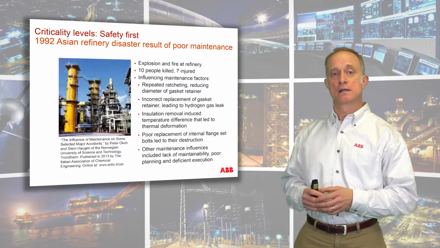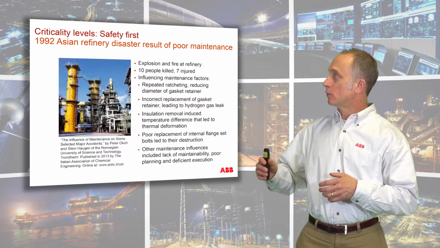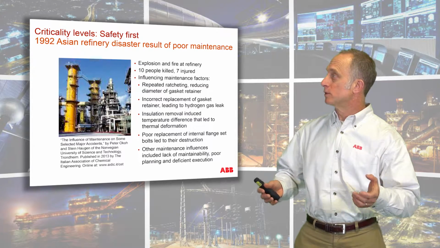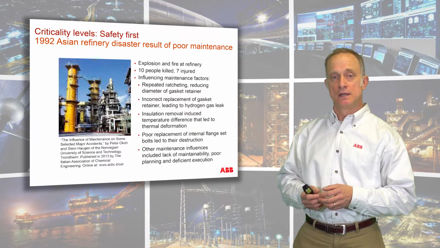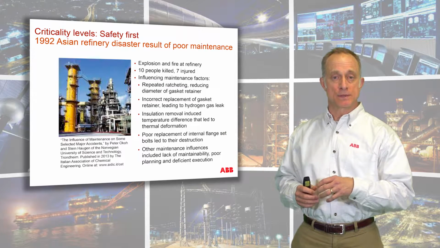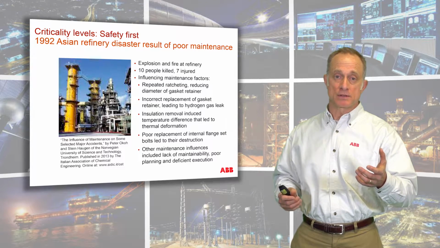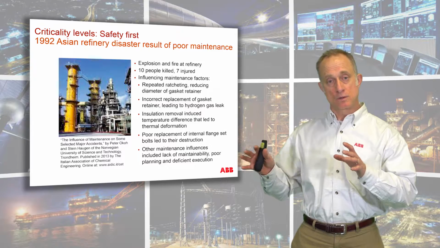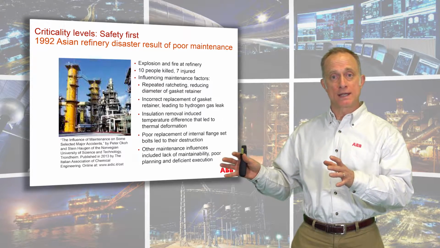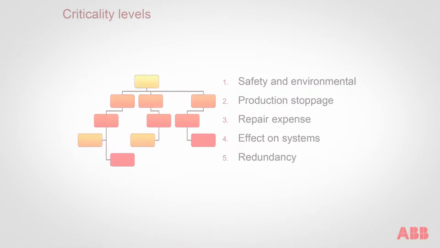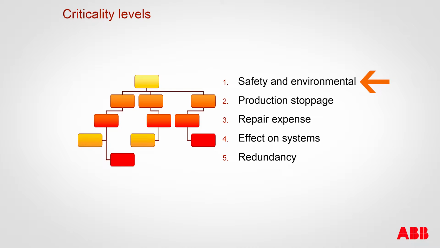You see there some of the reasons for why. Repeated ratcheting, reducing diameter of a gasket retainer. Well, I'm not that familiar with this case, but repeated ratcheting, that could be an example of too much preventive maintenance. So the right maintenance approaches weren't taken here, and it led to a disaster. So, as I said, safety is always number one when you're putting together criticality analysis.